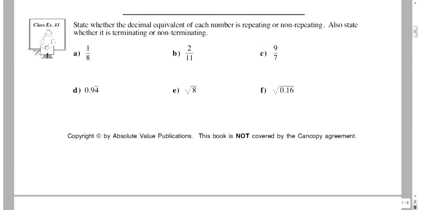Again, how do you know how to make a fraction a decimal? Use your calculator. Put it in your calculator. Okay? So 1/8, if you put that in, you will find that will be 0.125. Is that terminating? Yes. Okay. Is it repeating or non-repeating? Non-repeating.